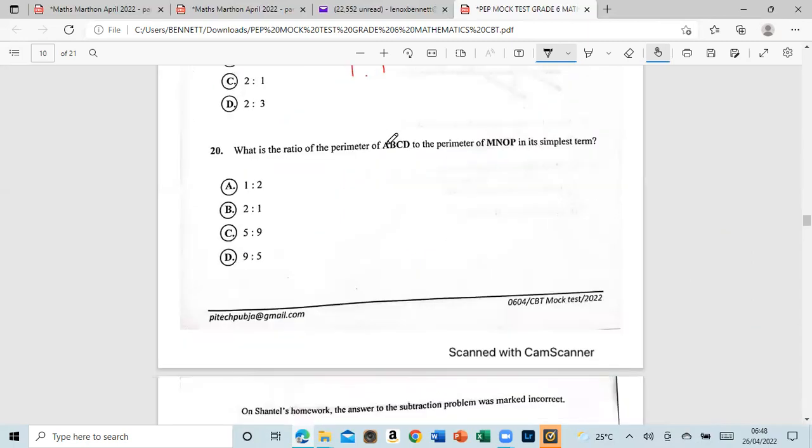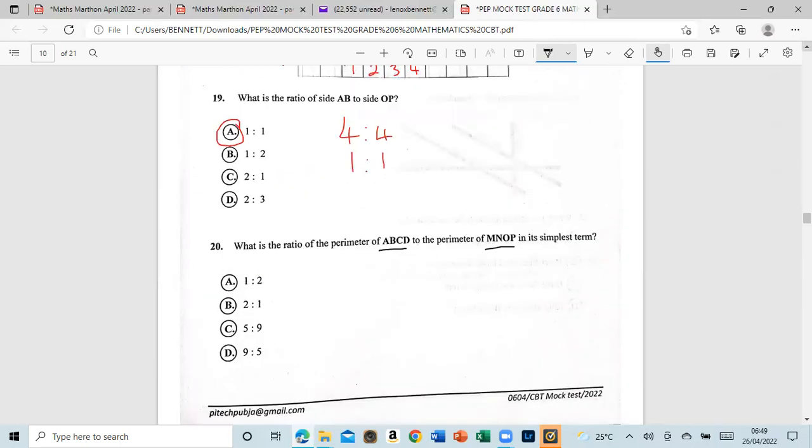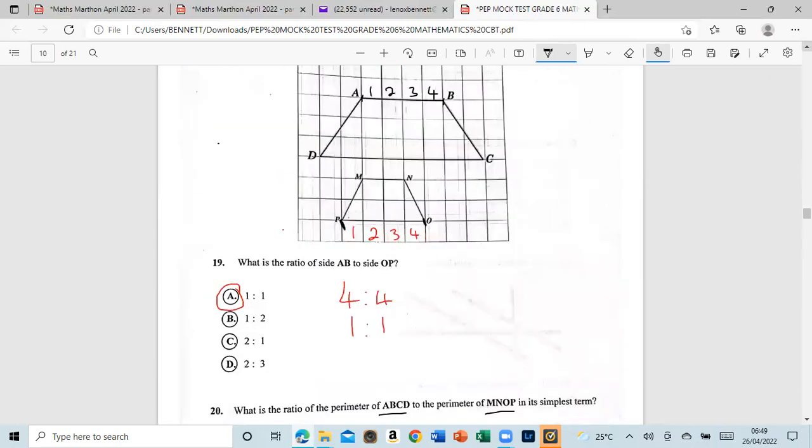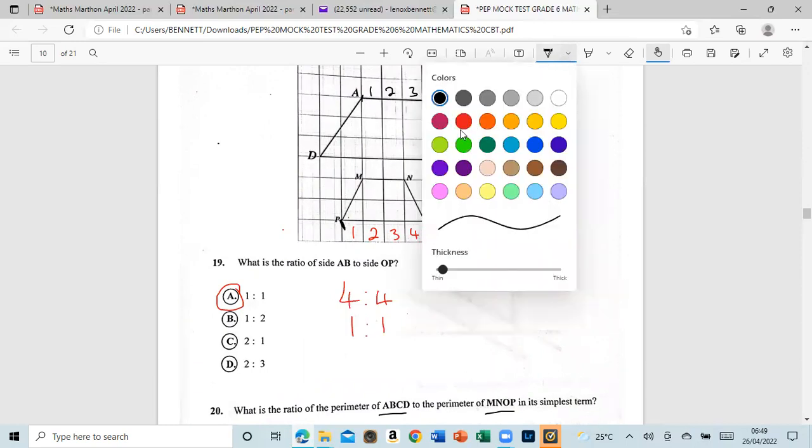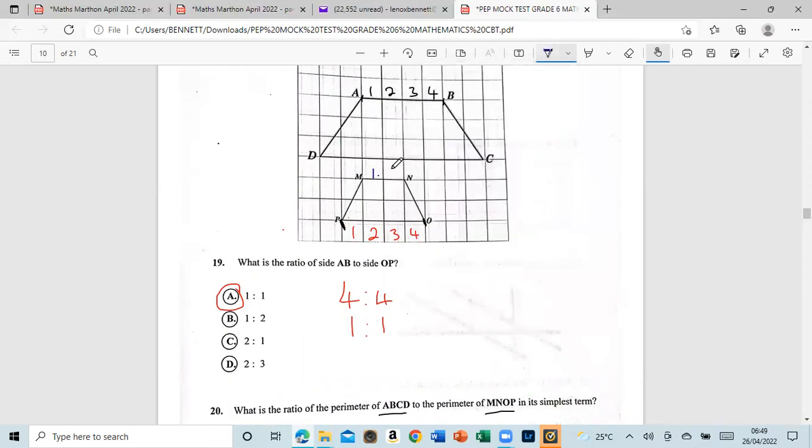What is the ratio of the perimeter of ABCD to the perimeter of MNOP? So let us see which they put first. That's very important. Trapezium ABCD, which is the bigger one. All right. So let us look at this now. We had already put in the units. So we're going to compare AB and MN. But since they are similar, they are compared. So let's see how many units they get.